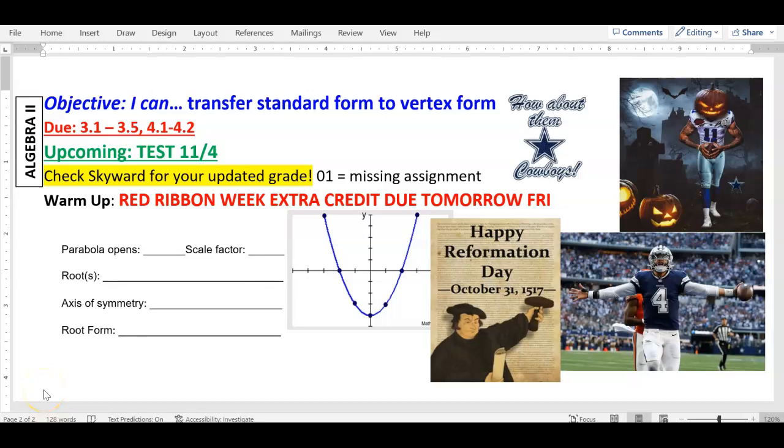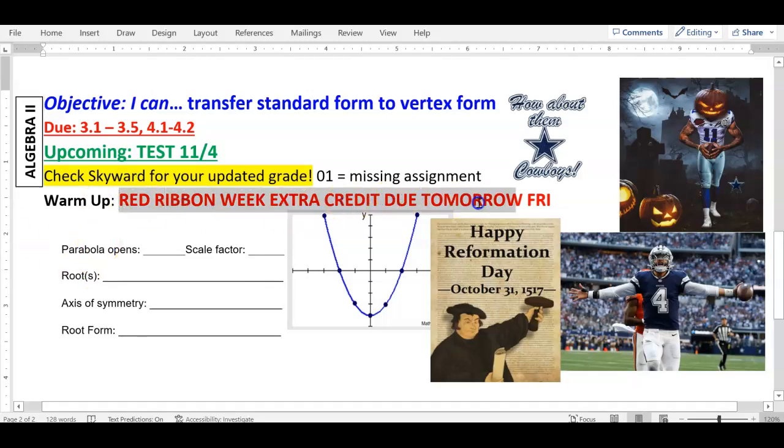So going over this warm-up again real quick for the video, because I have to record this. Your objective is that you can transfer standard form to vertex form. We're going to get to those 4.3 notes today, but what we did on the warm-up, by the way, this is old. Let me get rid of this. You already turned that in last week, hopefully.